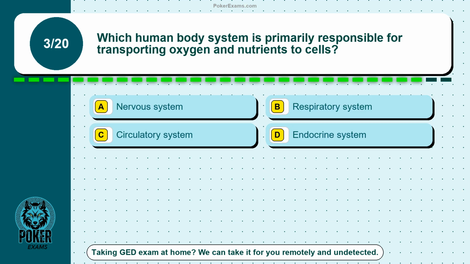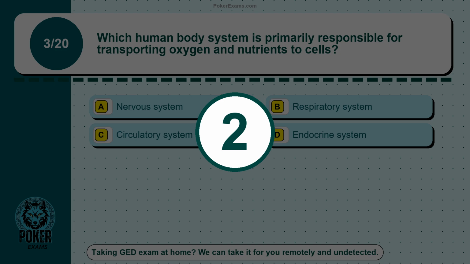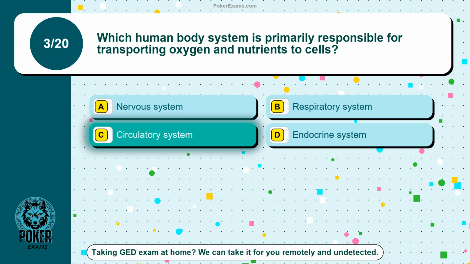Question 3. Which human body system is primarily responsible for transporting oxygen and nutrients to cells? Option A, nervous system. Option B, respiratory system. Option C, circulatory system. Option D, endocrine system. The correct answer is option C, circulatory system.